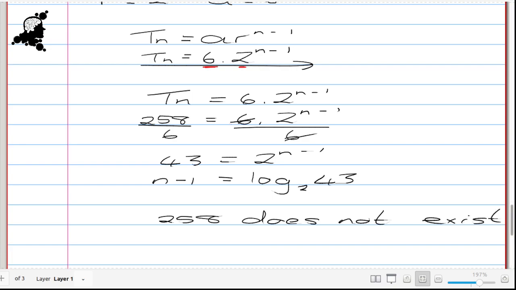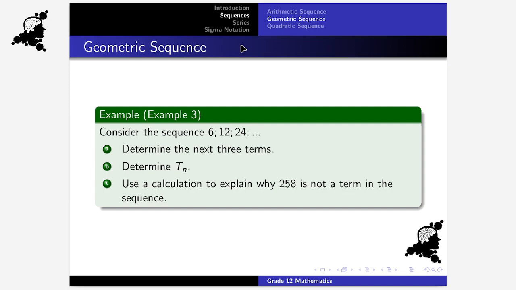I hope this makes sense to you guys, and I hope that you will remember this in an exam: if it happens that the value of n is a decimal or a fraction or negative, the term does not exist in the sequence. I hope this example made sense. Let's move on to the next section or the next question.